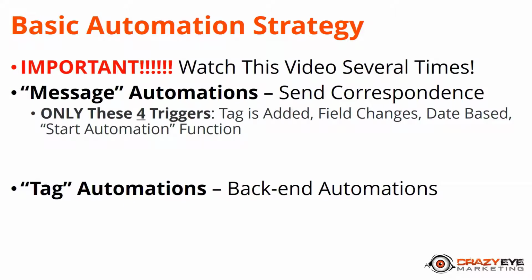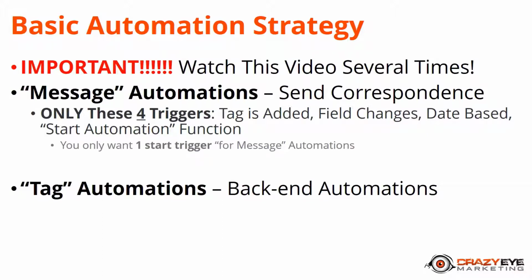Now, message automations only have 4 starting triggers. They start when a tag is added, a field changes, a date changes or a date-based trigger, or you have a start automation function that starts the automation. So basically you don't have a start trigger, but some other automation is automatically adding people to that automation. So those are the only 4 ways somebody can enter a message automation.